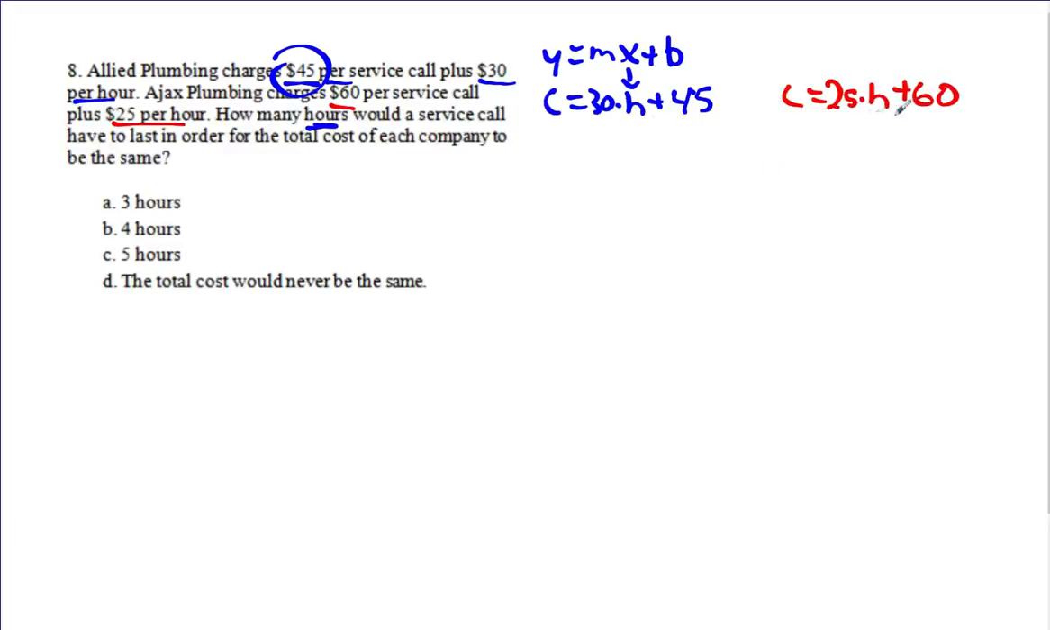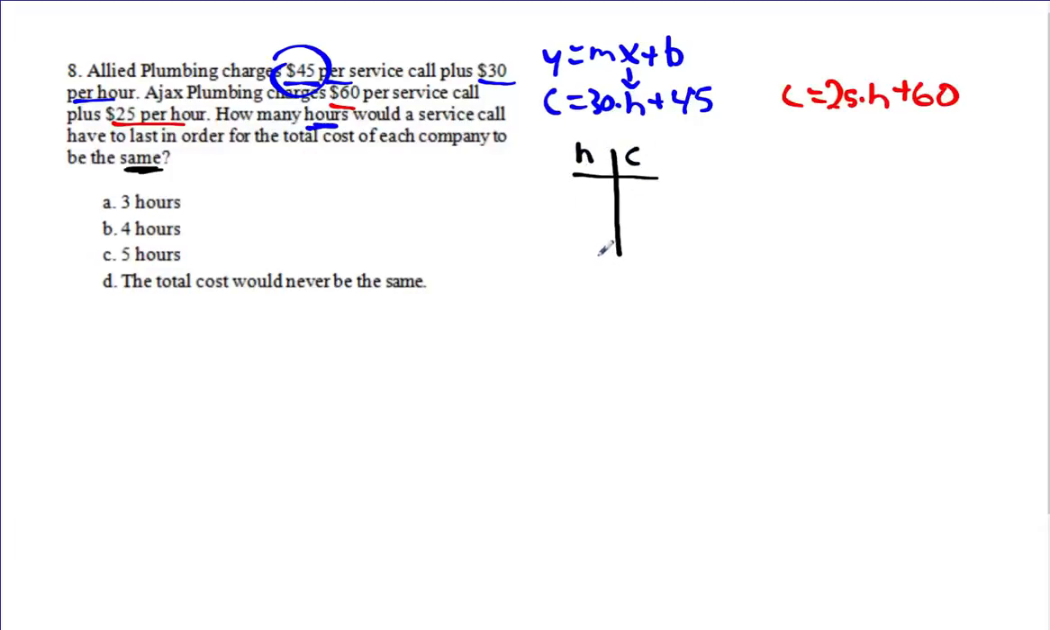Okay. So we have two different equations, and we want to know how long would the call have to be for their cost to be exactly the same. Okay. So this place is going to cost more for them to show up, but it's less per hour. These guys, it's more per hour, but it's less for them to show up, and we're looking for where they overlap. So what we're going to do is make a pair of tables here. Okay, we're going to compare hours to cost.